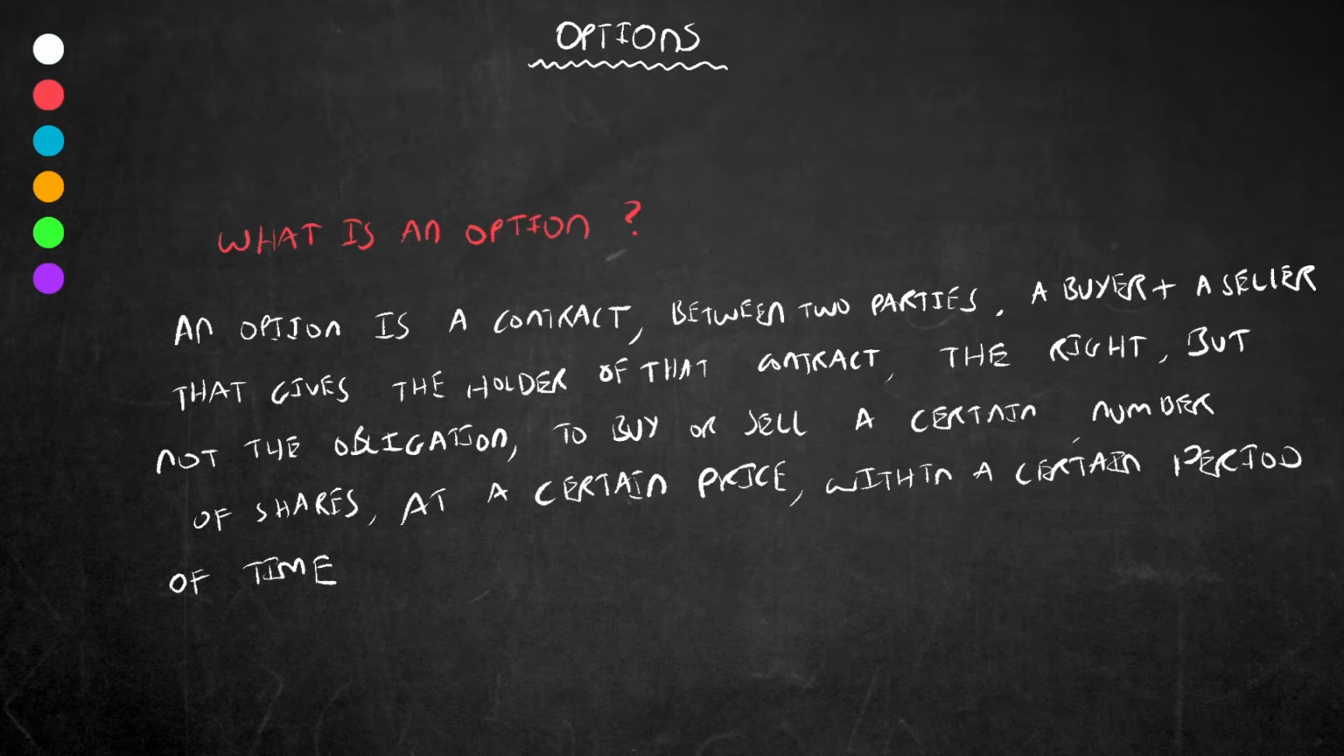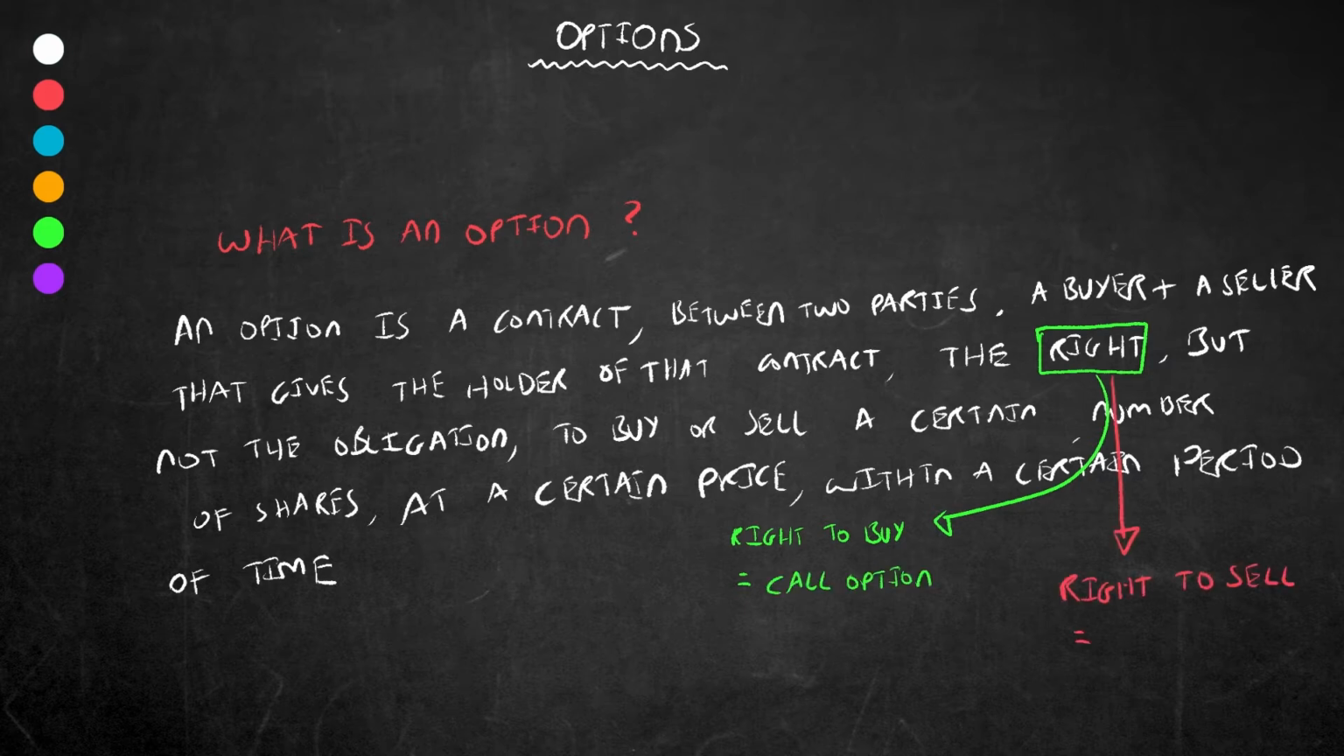So this right to buy or sell a certain number of shares is classified into two types. The right to buy is called a call option, and the right to sell is called a put option. You've got calls and you've got puts, and this is what people buy and sell in the trading market. This means that you can do four things essentially with options. You can buy calls, you can sell calls, you can buy puts, and you can sell puts.